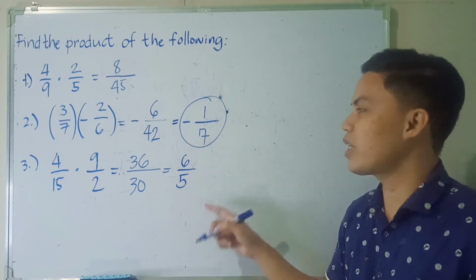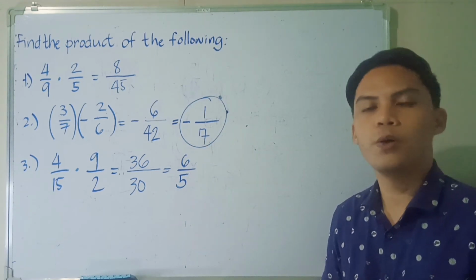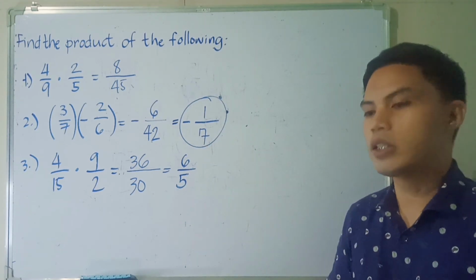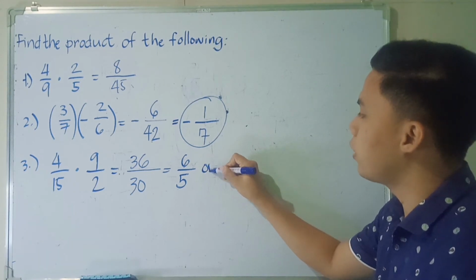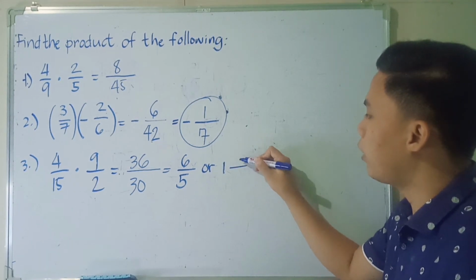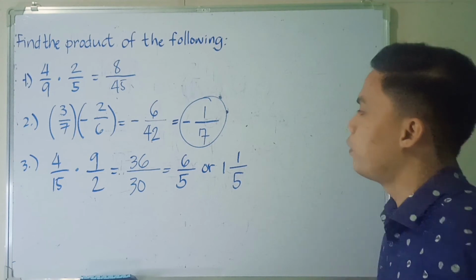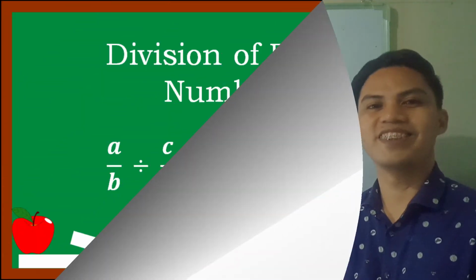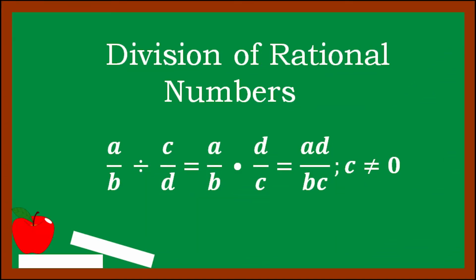So, this is, again, an improper fraction. Pwede rin natin siyang isulat into mixed fraction. So, yung mixed fraction equivalent niya would be 1 and 1/5. And when it comes to division, if we have A over B divided by C over D, that would be equal to A over B times D over C is equal to AD over BC, where C is not equal to 0.